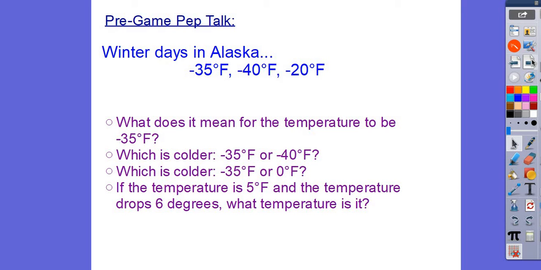Wait. Okay, let me see. 0 can't be negative. May you repeat the question because I think I may know the answer. I said if the temperature is 5 degrees Fahrenheit and the temperature drops 6 degrees, what is the temperature? Well, it'll have to be 0. Yeah, it's negative 1. Mercury dropped.